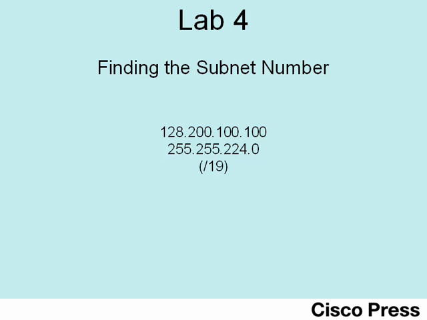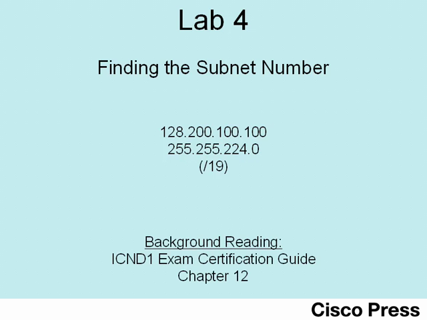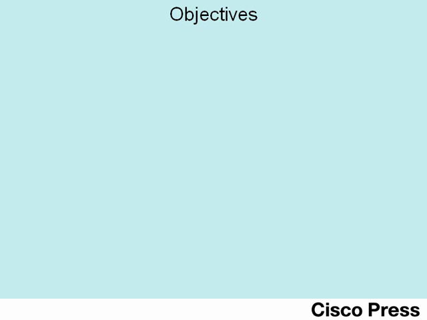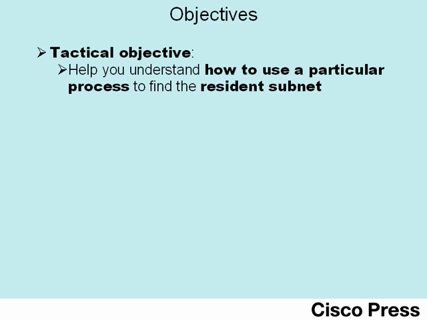255.255.224.0. Also, if you're following along with the Cisco Press exam certification guides, note that it's best to have read Chapter 12 of the ICND1 book before watching this video. This video has both a tactical objective as well as a strategic objective. Tactically speaking, the goal of this video is to help you understand how to use a particular process to find an IP address's resident subnet.